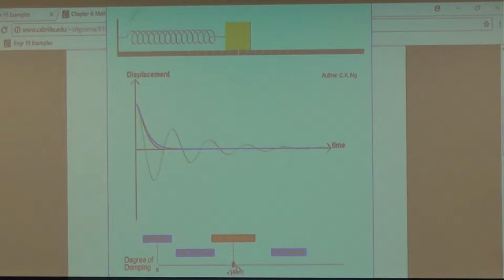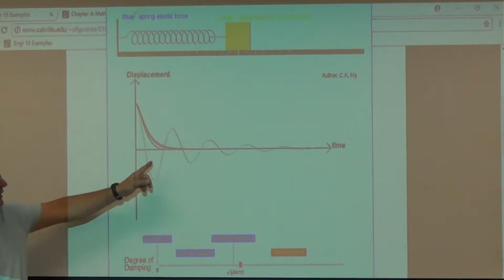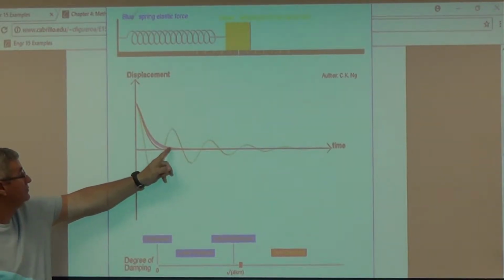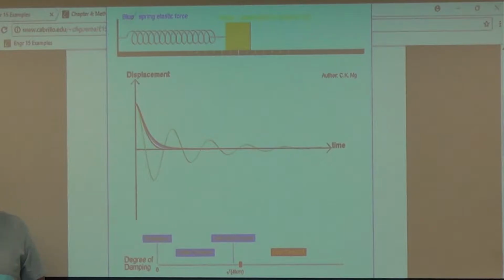But if I go a little bit higher where I have more damping here, you can see that there's a slight difference between the brown and the red, which is really hard to see. But you would think that if I put a lot of damping, it should be faster to get to the equilibrium, right? It should just go like this.